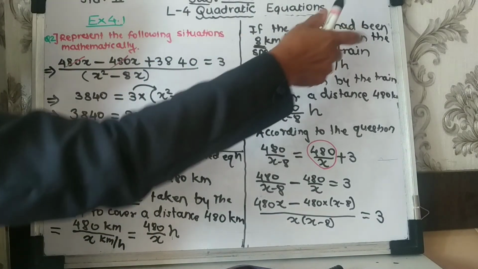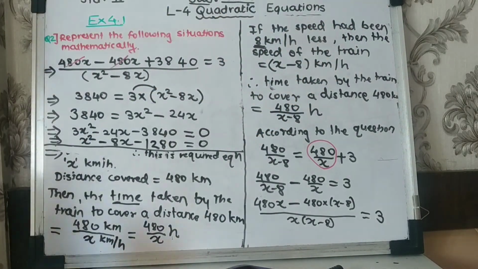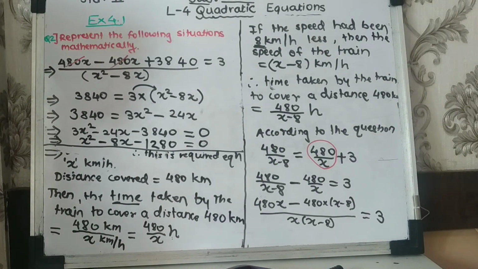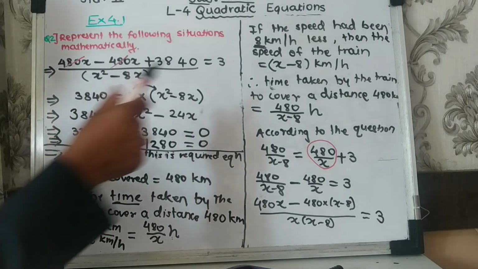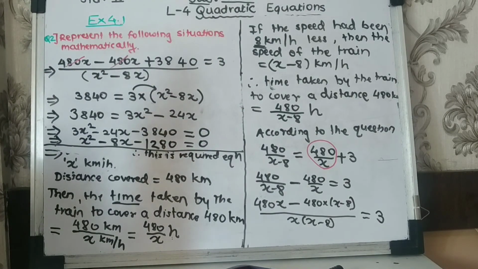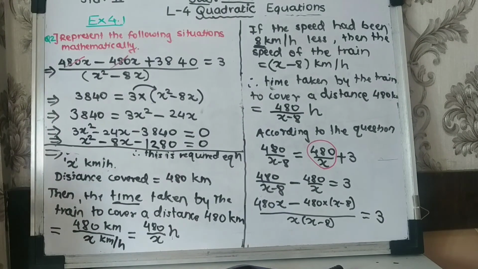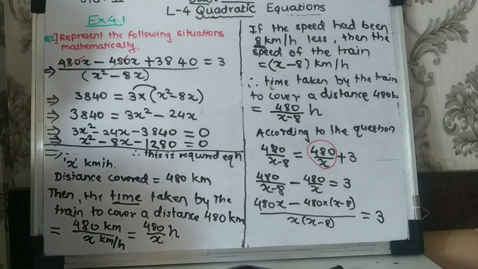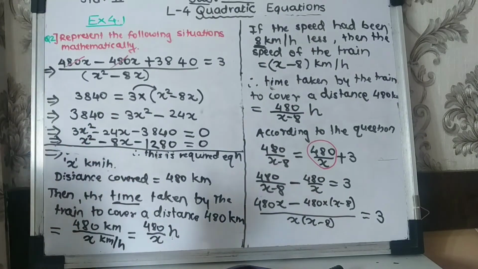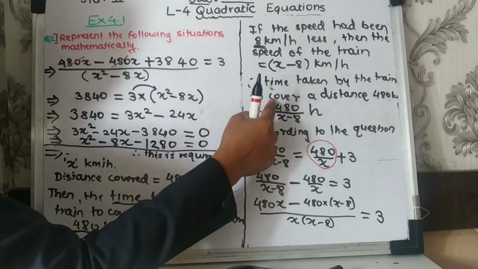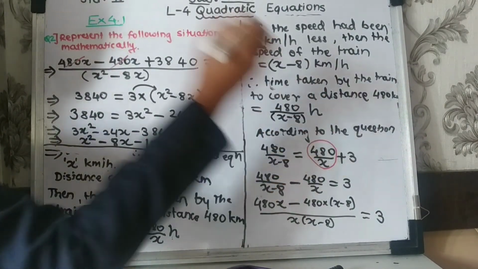Got it? If the speed had been 8 km per hour less, then the speed of the train will be what? Earlier suppose it is 80 kilometer and now we reduce by 20 kilometer, then what will it be? 60, no? So in the same way, earlier we have x and 8 kilometer less, so that's why x minus 8 kilometer per hour. Now, time taken by the train to cover the distance 480 kilometer after reducing speed, right? So that's why 480 upon x minus 8 hour.